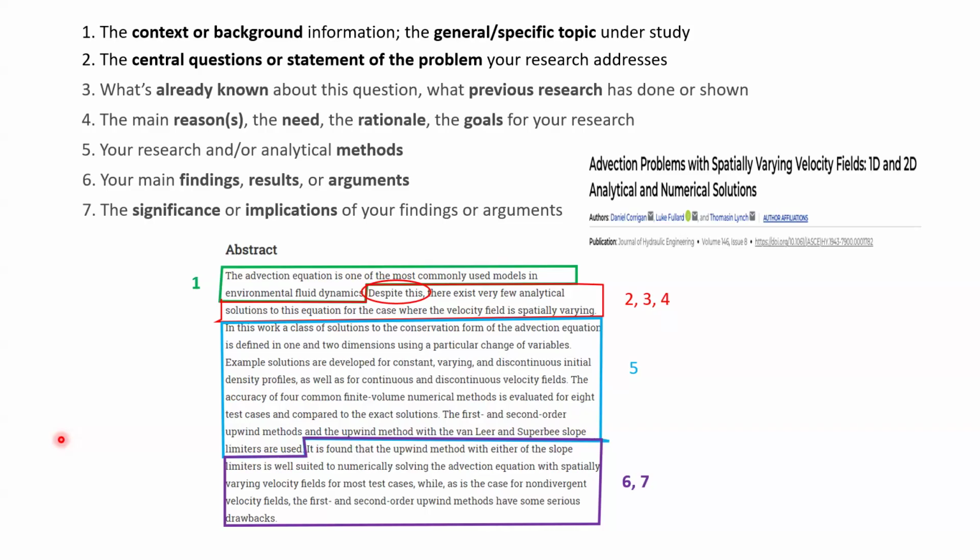"while as is the case for non-divergent velocity fields, the first and second upward models have some serious drawbacks." So it gives some arguments, some significance or implications, right? Now, can you see all these seven are included in this abstract? Right? So when you have time, please go through and see how this abstract has been very nicely put together.